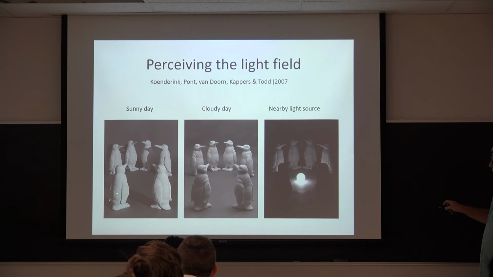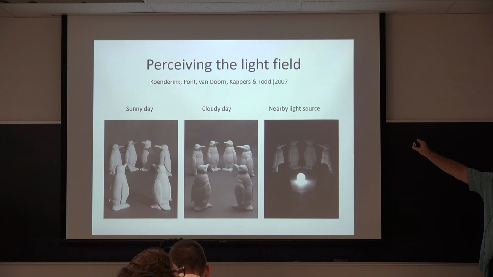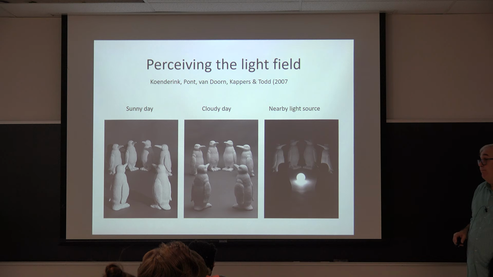So we have this scene of penguins standing around, and they're illuminated in sunny day light. On a sunny day, you've got a single light source from a single direction, with hard cast shadows like you see here. You've got a cloudy day where it's much more diffuse light. And then you've got this scene here where the light is actually in the scene and you can see it.